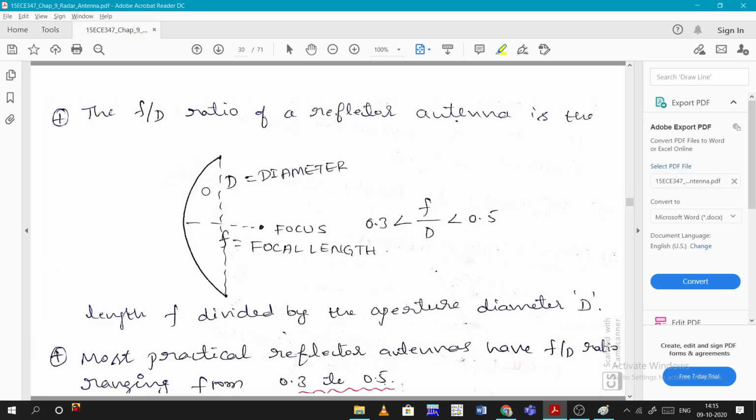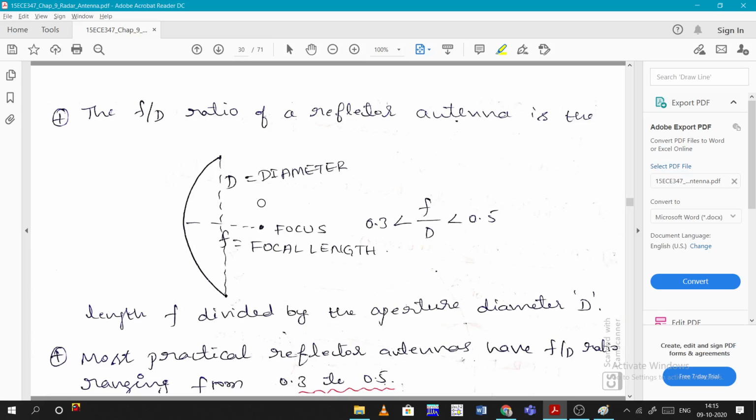Now coming to the curvature and the focal length, how much it should be, and what the preferred value of that antenna curvature is. Generally there is a ratio f by d, that is the focal length by the diameter of that reflector. That ratio f by d should lie between 0.3 and 0.5, in general.